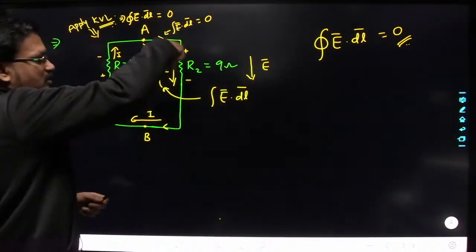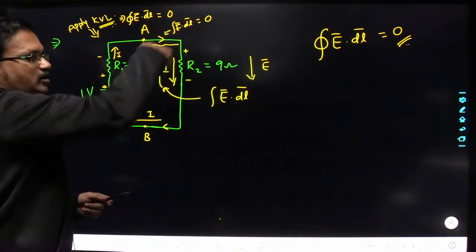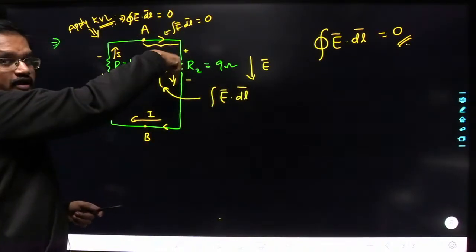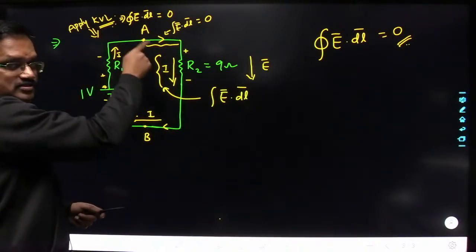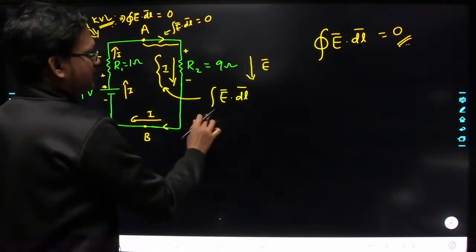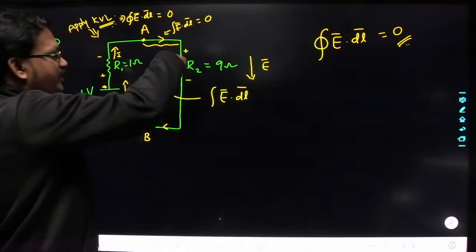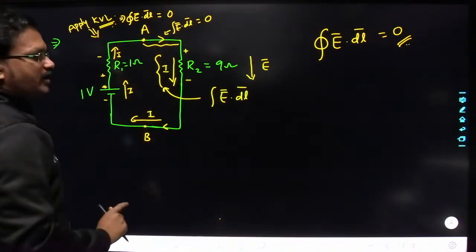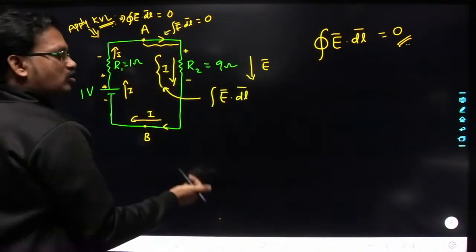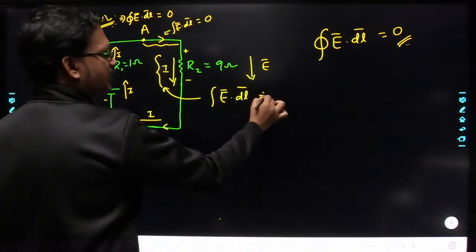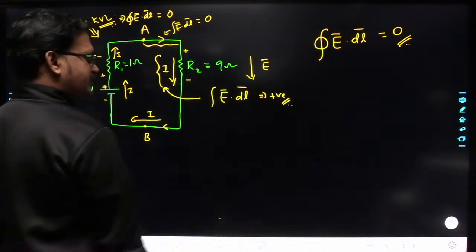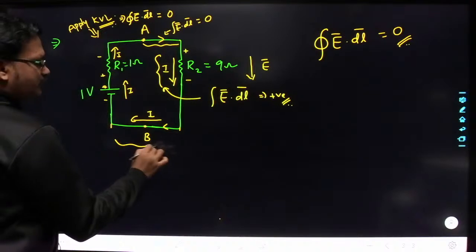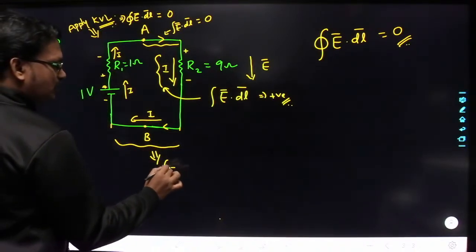Now here E bar is pointing in which direction? Electric field is pointing in downward direction, and dl bar, that means the loop direction, is also pointing in downward direction. I am moving around the loop like this. So E bar dot dl bar, you will get some positive value here.